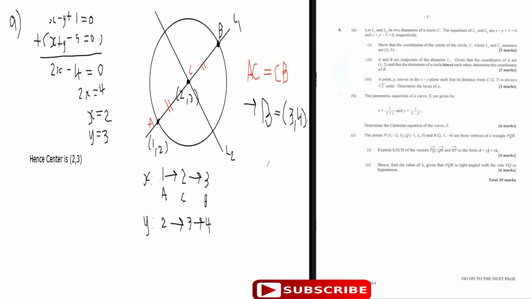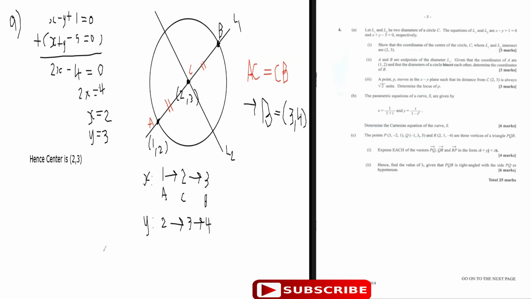Next, it says a point P moves in the xy plane such that its distance from C, the center 2, 3, is √2. And it says determine the locus of P. So it tells us that the distance from the center of the circle is √2.